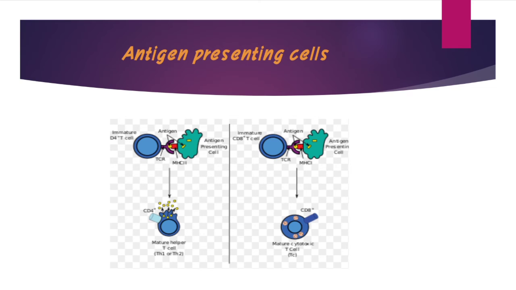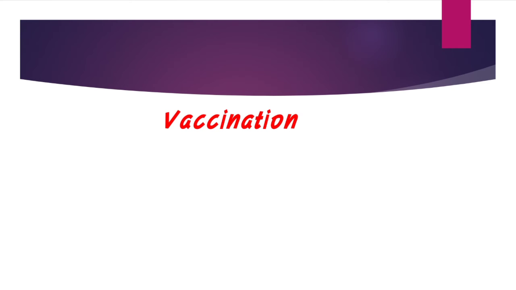These helper T cells play important roles. With the help of these helper T cells, these antigen presenting cells, which are present in the blood, combine with antibody, and there is formation of an antibody antigen complex, and this antigen antibody complex then destroys these antigens. Then vaccinations.